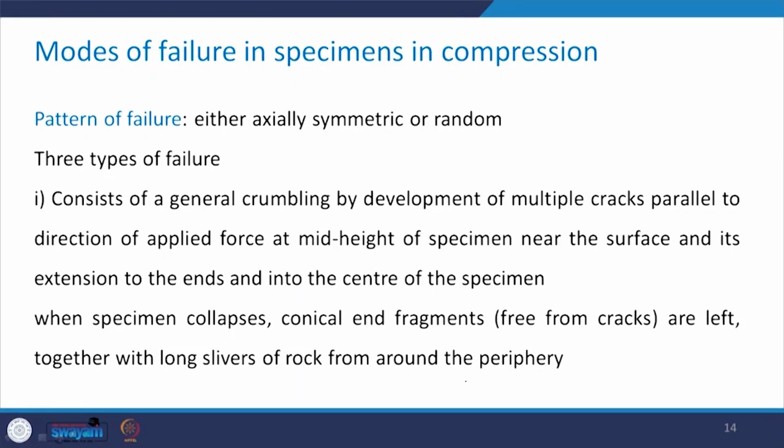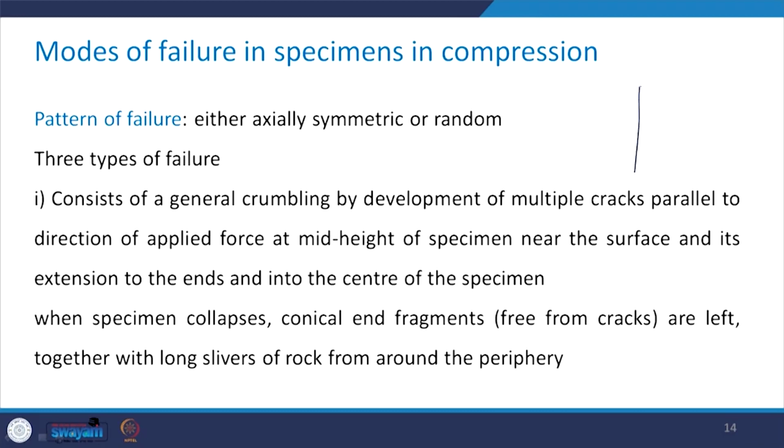Now, coming to the pattern of the failure. So, either it is actually symmetric or it is random. There are basically three types of failure. The first one consists of a general crumbling by development of multiple cracks which are more or less parallel to the direction of the applied force at the mid height of the specimen near the surface, and then they extend to the ends and into the center of the specimen.